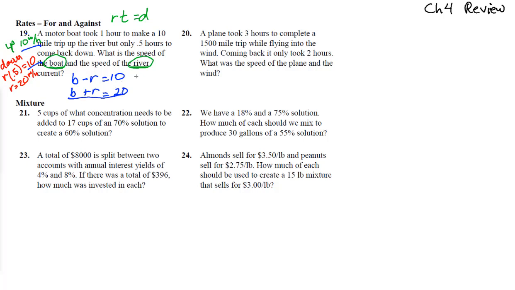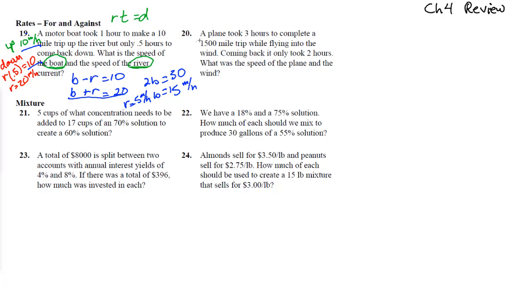So we add them and we get 2b equals 30. So b is 15. So the boat is 15 miles per hour. And if we stick it in, 15 minus 5, so the river is 5 miles per hour. And that kind of makes sense. If the boat is 15 miles an hour, if it's working against a 5 mile an hour current, then it's only going 10 miles an hour. If it's working with a 5 mile an hour current, then it's now going 20 miles an hour because the river is pushing the boat even faster.